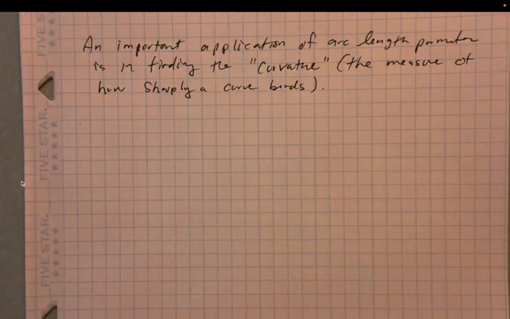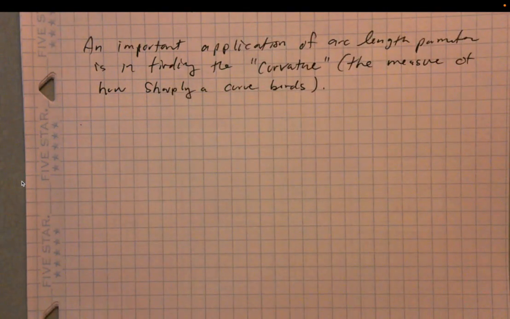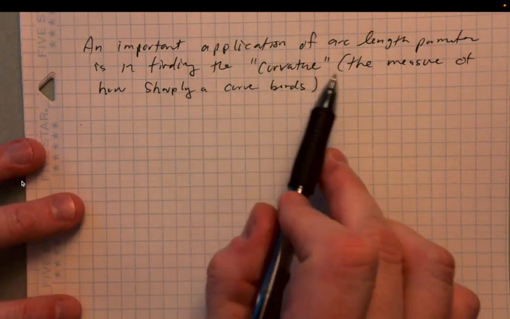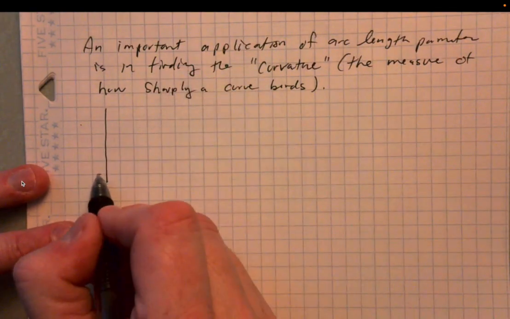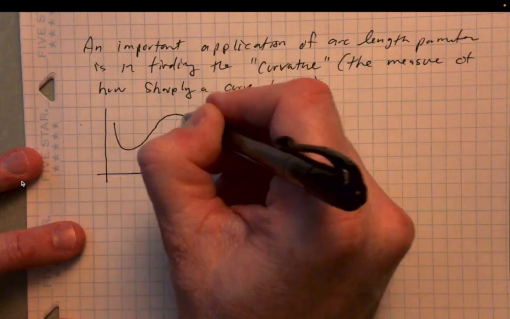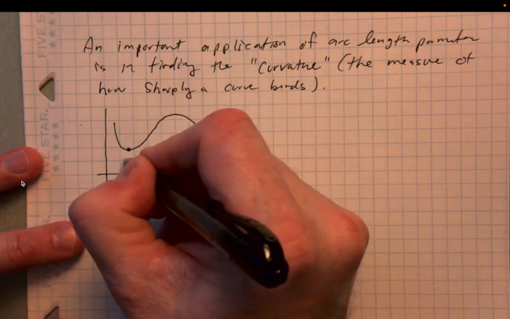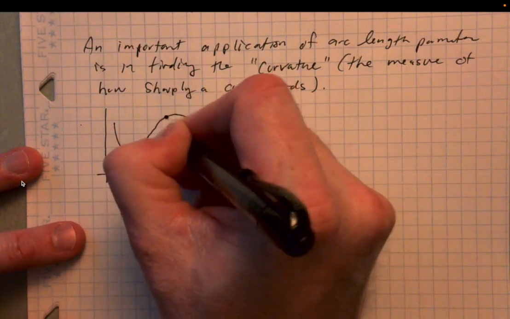So this is one of the most important applications of this arc length parameterization. What do we mean by curvature? Well, the measure of how sharply a curve bends is one way to say it. We'll get into something more rigorous in a second, but just intuitively, if I have some curve in space like this, let's say I've got a point P here, and another point up here, Q.